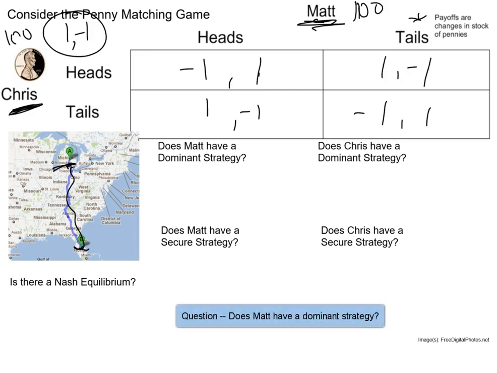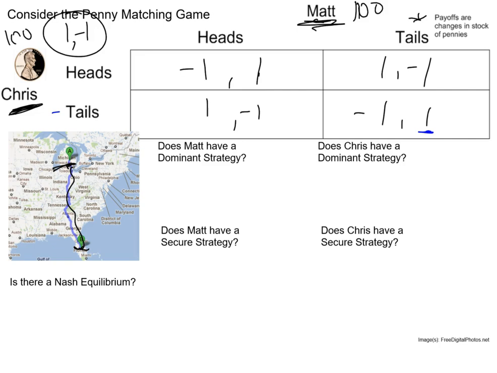So real quick, ask yourself, does Matt have a dominant strategy? We can go through the logic real quick by underlining these. If Chris plays tails, Matt is going to want to do tails. If Chris does heads, Matt's going to want to do heads. Matt's decision depends on what Chris does. Matt doesn't have a dominant strategy. And similarly, convince yourself that Chris also does not have a dominant strategy.